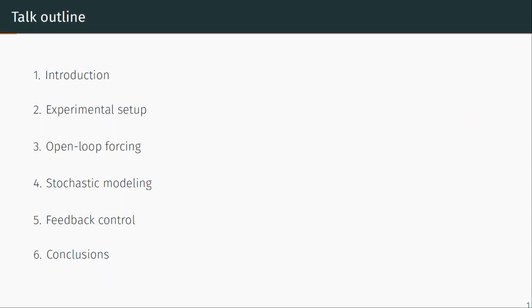So I'll first of all go through some of the background, some of the motivation for this work in bluff body drag reduction. I'll talk about our experiments that we had in aeronautics at Imperial. I'll then talk about open loop forcing of a turbulent bluff body wake. I'll look at some low order stochastic models that we developed for the flow. I'll then discuss some of the feedback control strategies that we developed for drag reduction purposes, and then finally conclude.